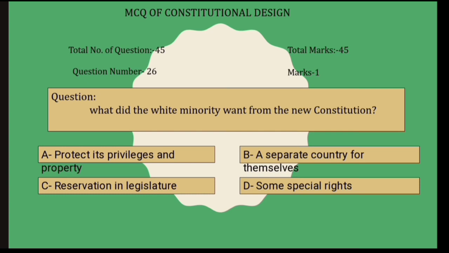Question 26. What does the white minority want from the new constitution? Option A. Protect its privilege and property. B. A separate country for themselves. C. Reservation in legislature. D. Some special rights. Correct option is A. Protect its privileges and property.